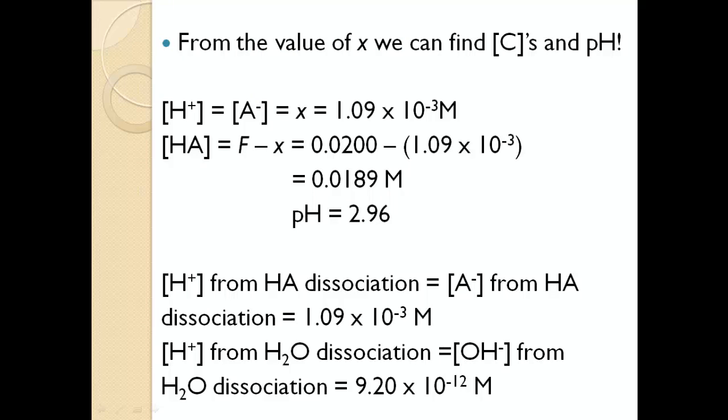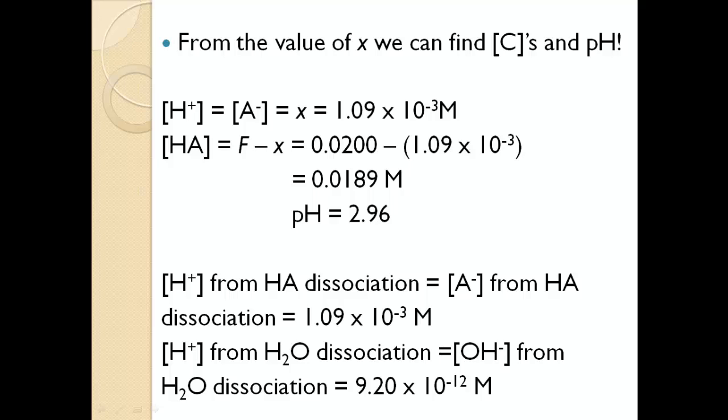So now, from the value of x, like I said before, we can find the concentrations of everybody in that solution at the end of the reaction, and the pH. Since we know that H plus and A minus are both equal to X, we know the concentration of those two species. And the concentration of HA, the original weak acid, would be F minus X, which is 0.020, the molar concentration of the solution, minus the amount that dissociated, which is obviously your X. That ends up being 0.0189. So now you have the molarities of all species at the end of the reaction. And of course, with the H plus concentration, you can find your pH, which ends up being 2.96.